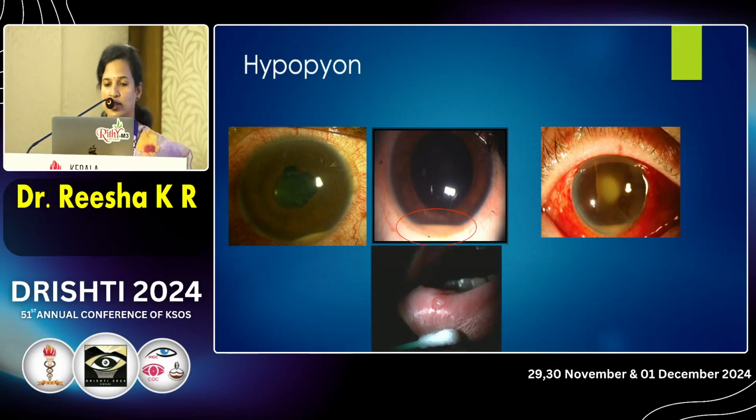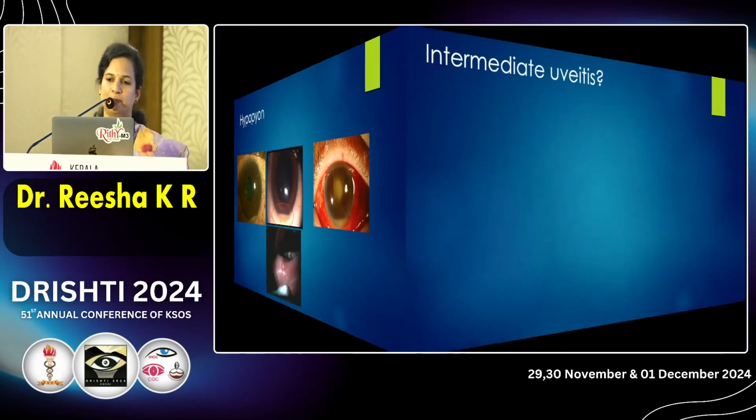In the second patient, again having hypopyon, shifting hypopyon with vitritis, and on evaluation had mouth ulcers. So it's a case of Behçet. Third patient, again hypopyon uveitis, acute onset with a history of septicemia. So it was an endogenous endophthalmitis.